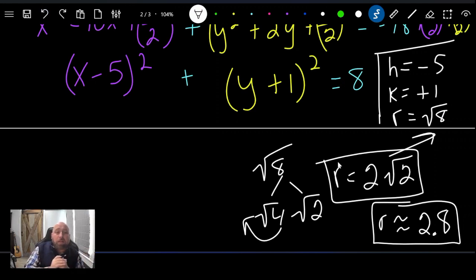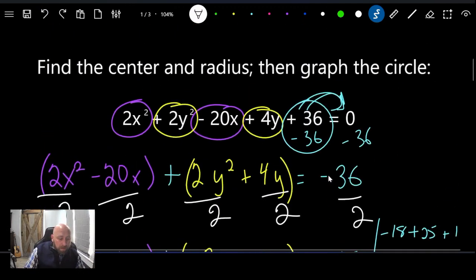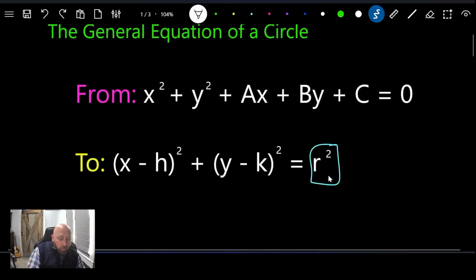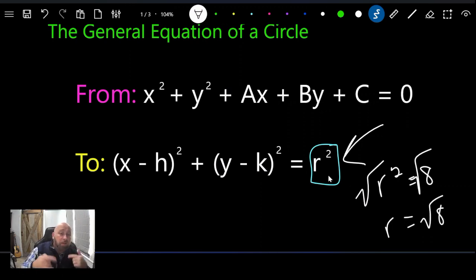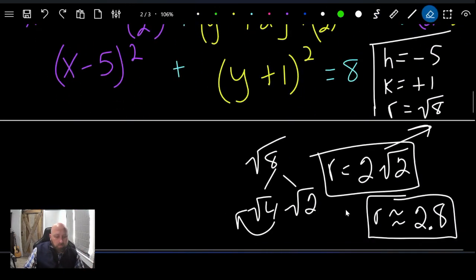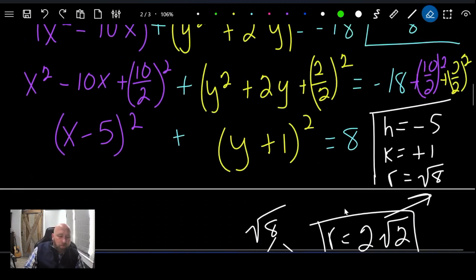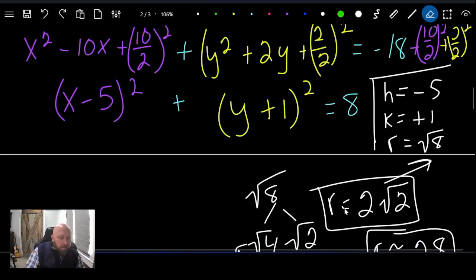It equals the square root of 8, because remember, what is this in our standard form? Let's go back up here to our standard form. What is this? It's right there. It's r squared. So in other words, r squared equals 8. We have to square root both sides to get r equals the square root of 8, or 2 square root of 2, or approximately 2.8.